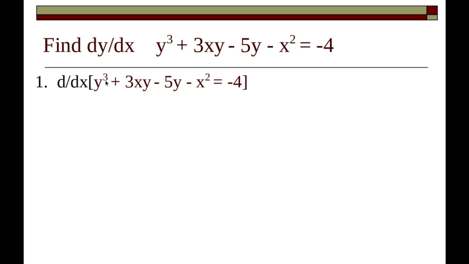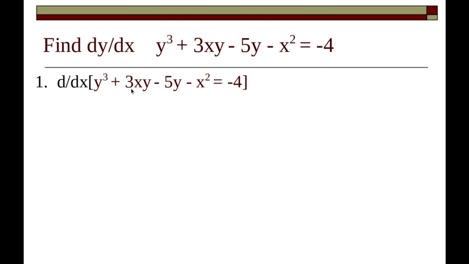So y to the third, this one's going to be your chain rule because y is a function of x and we're cubing it. So we take the derivative of this cubed first. So multiply the 3 out in front, subtract 1 from the exponent. We're going to get 3y squared, and then multiply by the derivative of y, which is dy dx.